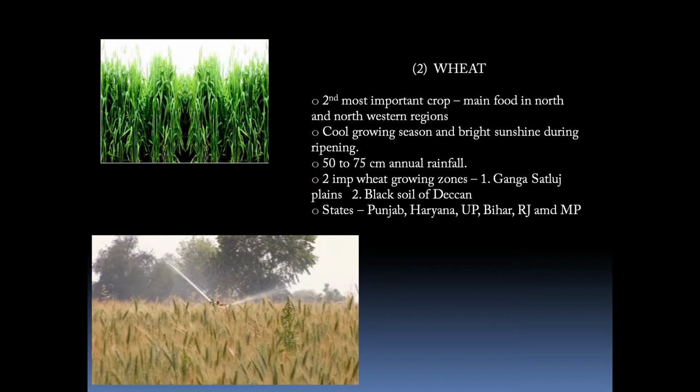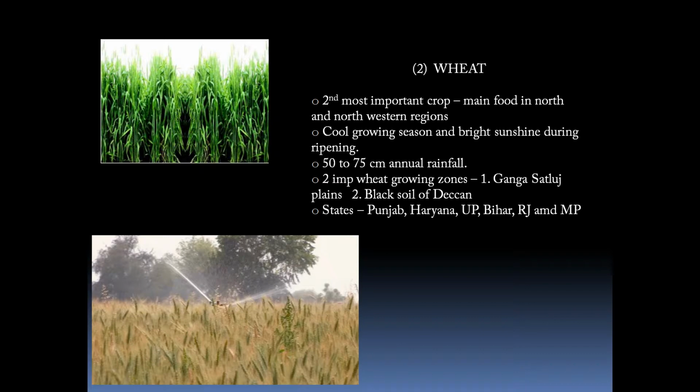Yes, the second crop is wheat, the second most important crop. Every day we are eating chapatis, okay, they are made of wheat. So it is a very important crop. It is the main food in north and northwestern regions. What does it require? Which kind of climate? It requires a cool growing season and bright sunshine during ripening. It is a rabi crop. Okay, 50 to 75 centimeter annual rainfall it requires, meaning less than rice.